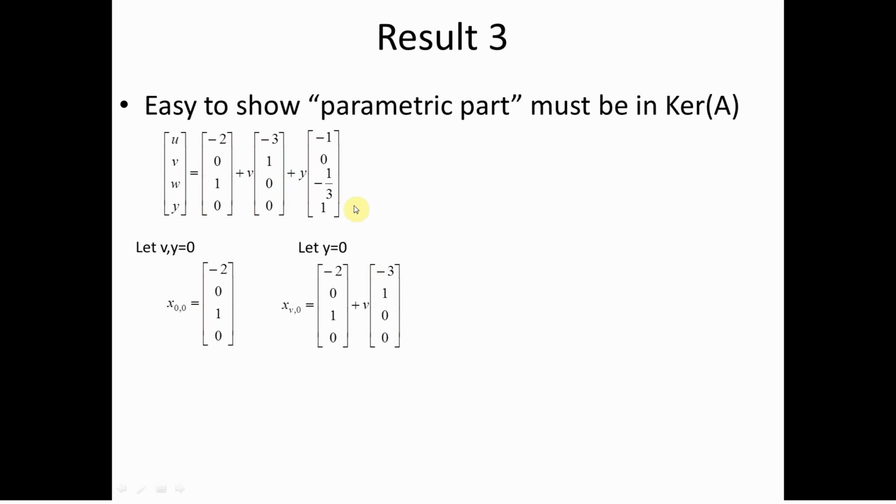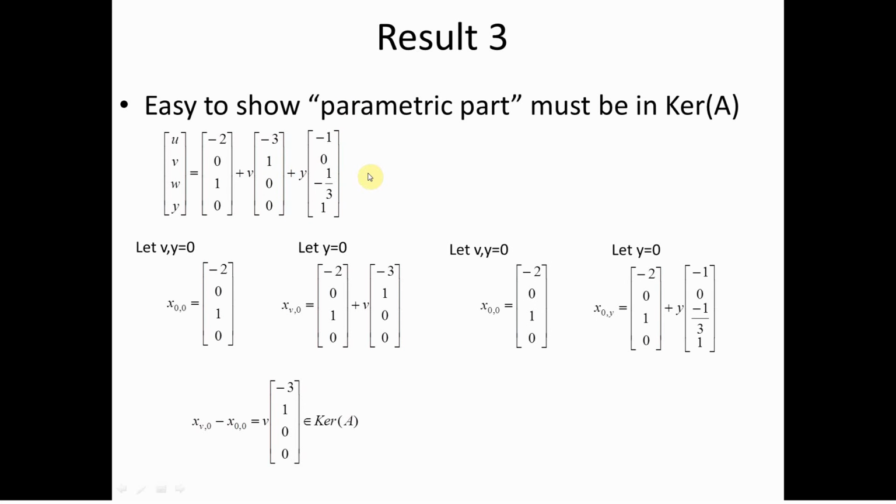But when I let y equal 0 and v be any real number that's not 0, this is also a solution too. Now I know that the difference of any two solutions has to be in the kernel of A. That's what we just showed. So this minus this has to be in the kernel of A. And of course this is one of the vectors that's being multiplied by a parameter. So this vector has to be in the kernel of A. So I've shown that this vector is in the kernel of A, and I can do the same sort of thing to show that this vector is in the kernel of A.